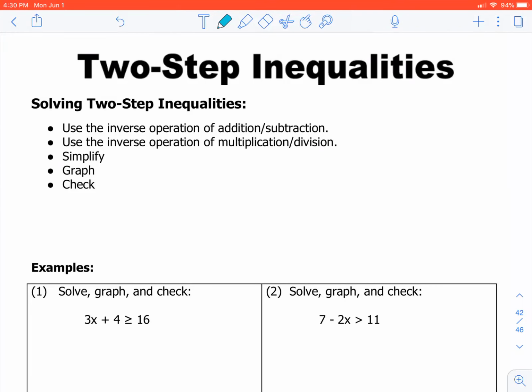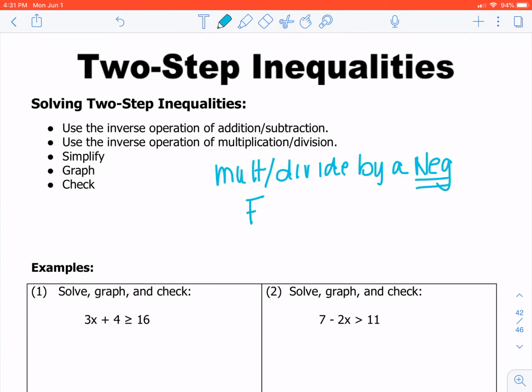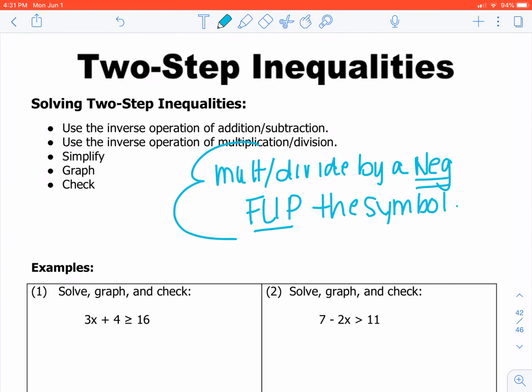All right, and this is our last section on two-step inequalities. Remember, you're going to solve a two-step inequality exactly like you solve a two-step equation. I'm just going to make a little reminder, though. If you are multiplying or dividing by a negative, flip the symbol. Just remember that. That was what we went over last lesson. All right, so just remember that. That's our little note for this section.